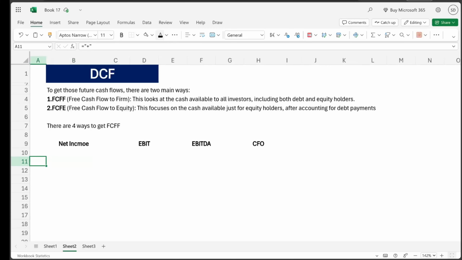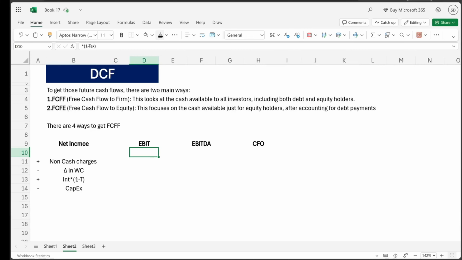In net income, you add non-cash charges, then subtract changes in working capital, then also add interest into 1 minus tax, then subtract the capex. The value you will get is free cash flows.